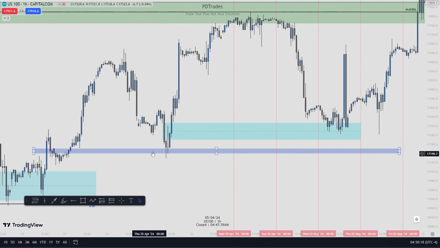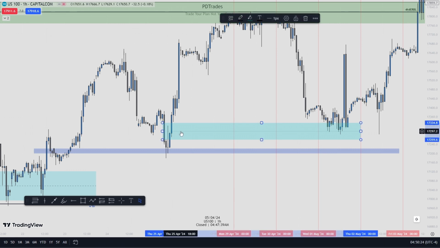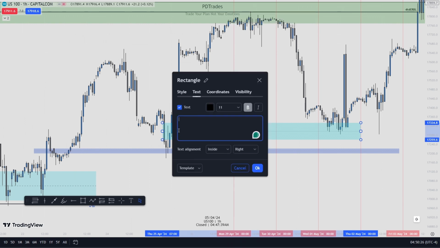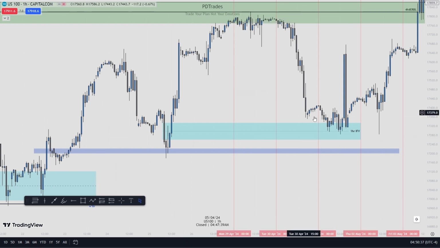right? So this fair value gap becomes my inversion fair value gap, which is my 1 hourly inversion fair value gap. So that's where I'll be looking for a reversal. If the market reaches there, that's where I'll be saying, you know what, the market will reverse here.